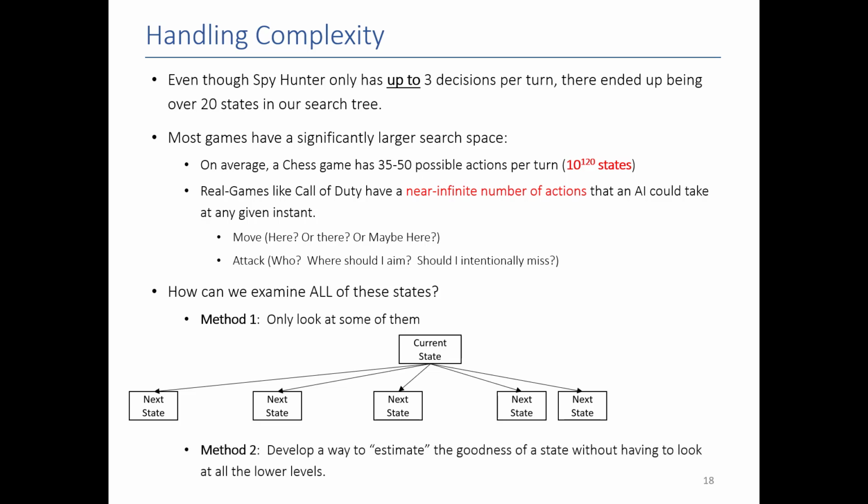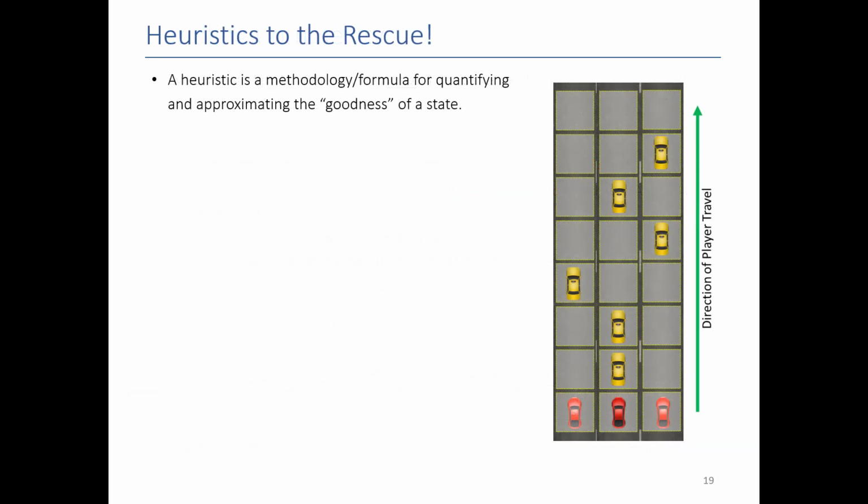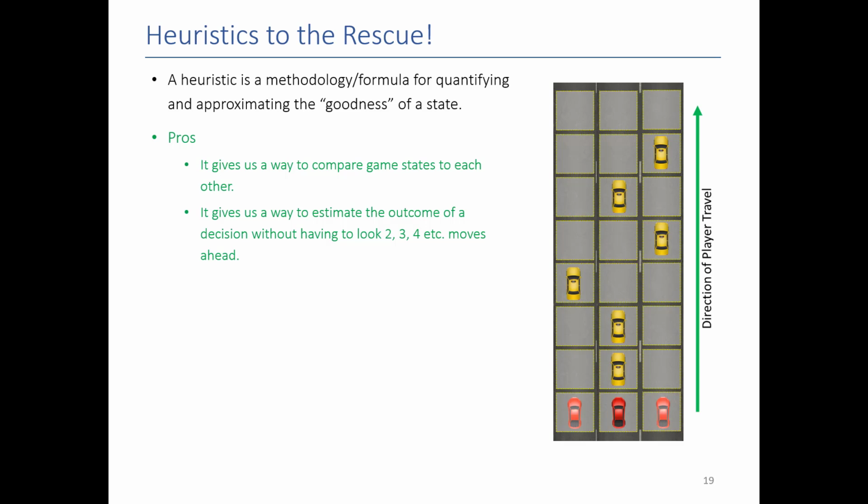Another technique is to come up with a way to estimate the goodness of a state without having to look at the levels, and that brings us into what we're calling heuristics. A heuristic is a methodology, you can think of it as a formula, for estimating how good a state is without having to look at the entire search tree. It gives us a way to compare game states to each other, and it allows us to estimate the outcome of a decision without having to expand and search through the entire tree. So here, for example, let's say my heuristic is just: look ahead and tell me how many spaces ahead are clear. If I look directly ahead, 0 spaces. If I look to my left, it's 2 spaces, and to my right, it's 3 spaces. I'll just pick the lane that has the most spaces clear up ahead.